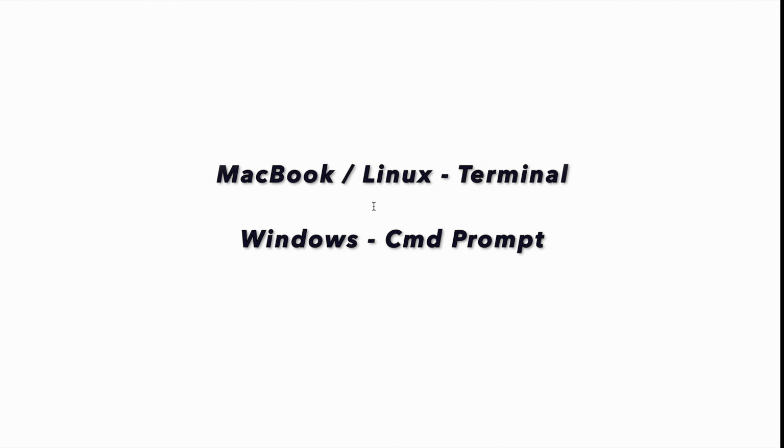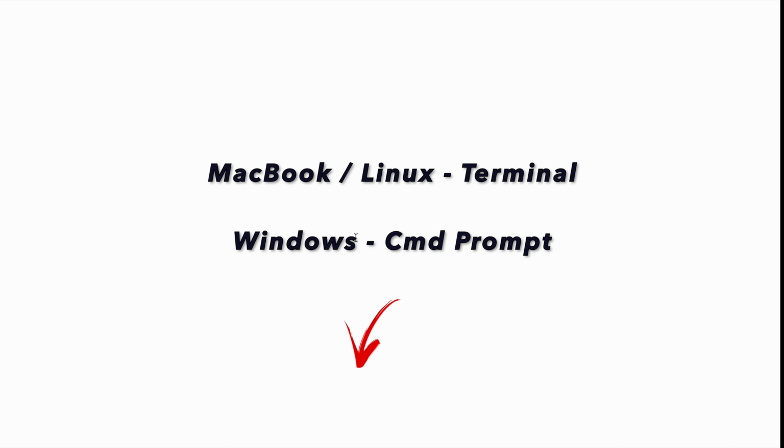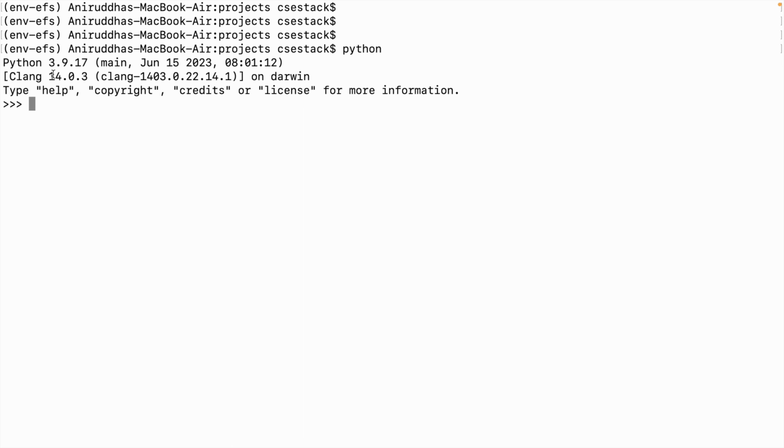Now we are going to use the terminal or command prompt to execute our Python code. Here I am using a MacBook, and on a MacBook you can see the terminal here. You just have to click here and you will see the terminal. Now you have to type python to open the Python console. You can see that I have installed Python 3.9.